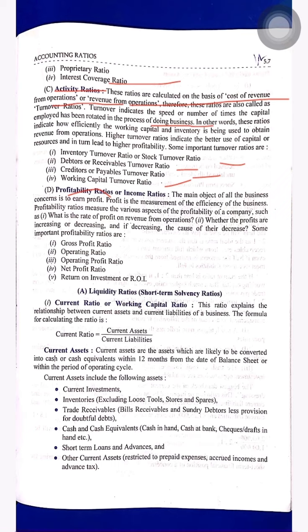At last, there is profitability ratio. Profitability ratio means in it we can note how our firm is getting profit or loss. Gross profit ratio, operating ratio, operating profit ratio, net profit ratio, return on investment, or ROI. So this was the classification of ratios.